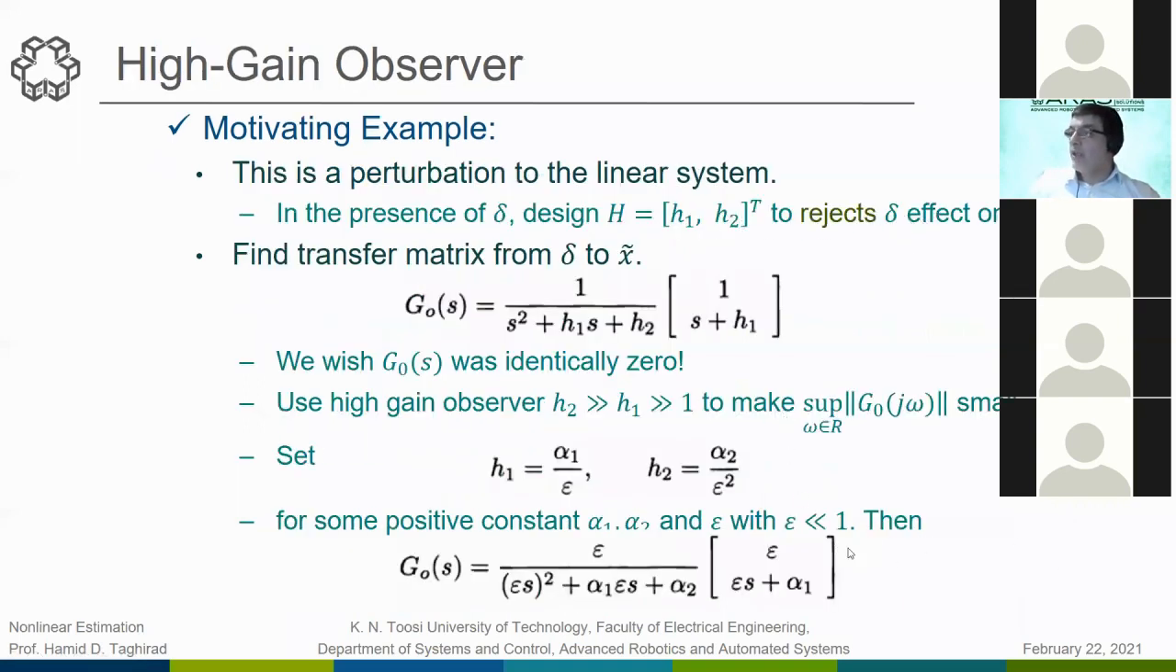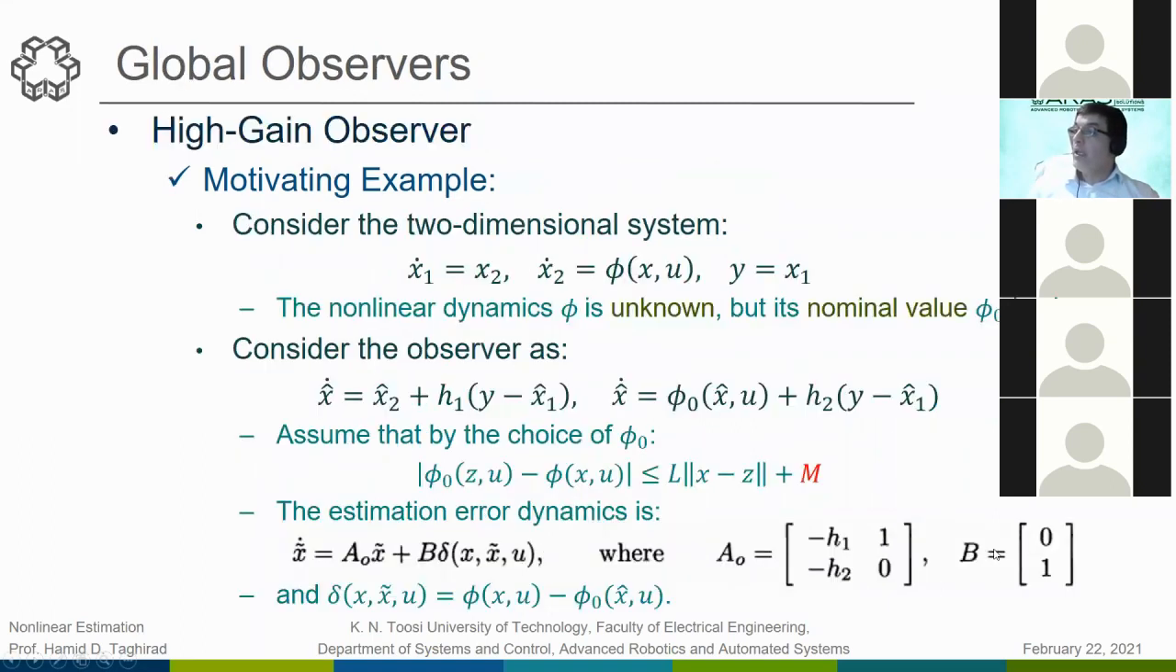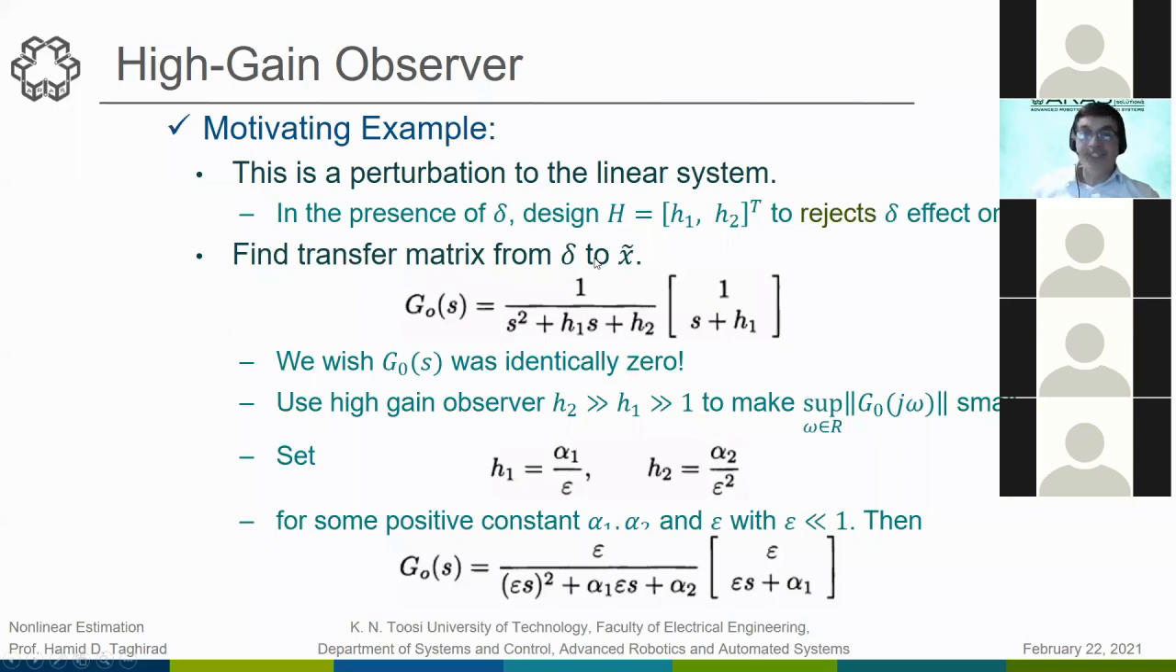Since we have everything as a second order system, and the nonlinear or uncertain part is in B, we can find the transfer matrix from delta to x tilde. This is very important, since with this transfer matrix you can use control theory, very simple linear system theory, to say how we should design H1 and H2. Of course, this G0 is the transfer matrix from delta to x tilde, the effect of uncertainty on the aerodynamics.